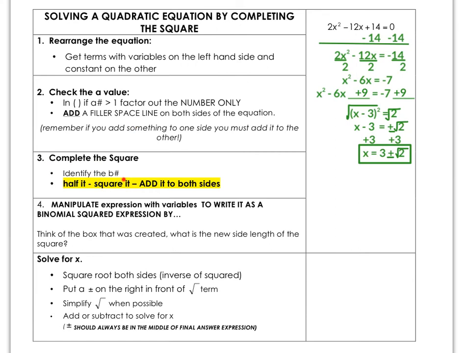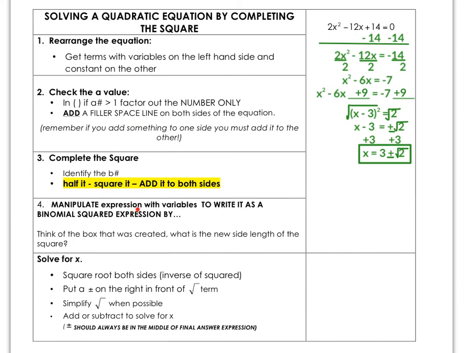So identify the B number. So in our case, it was the -6. Take half of it. That's where we put half on each side. So that's the -3 on each side. And then square it. So -3 times -3 was 9. Add it to both sides. So that's the plus 9.